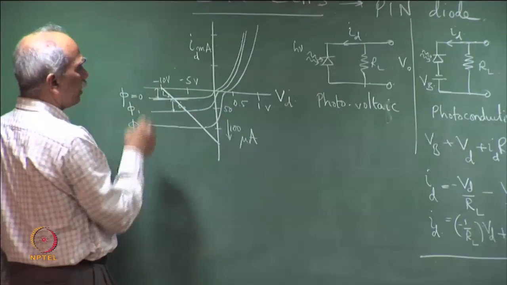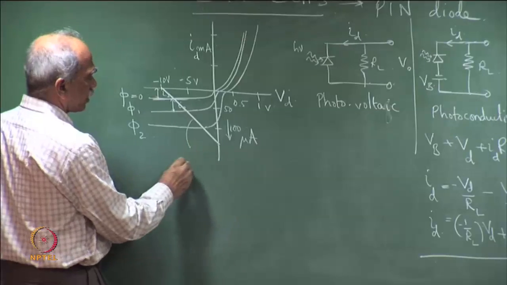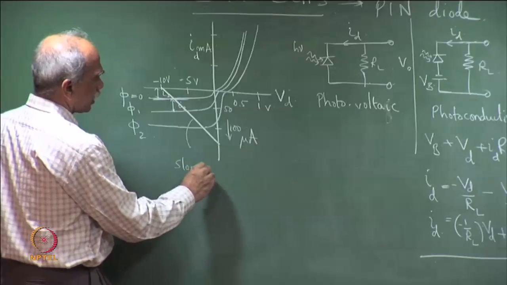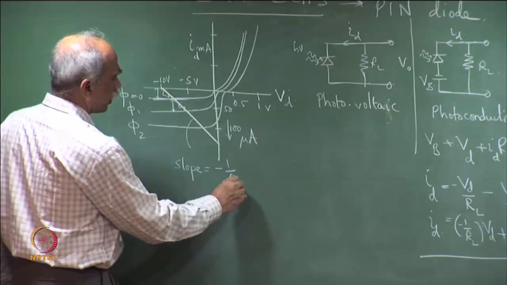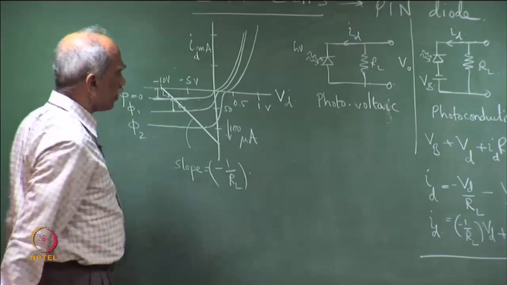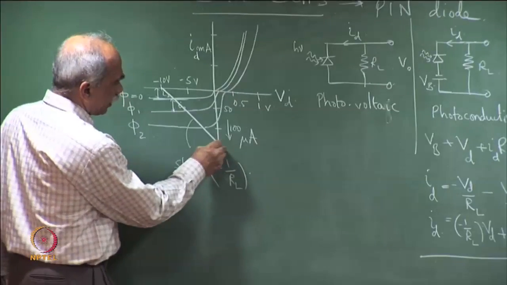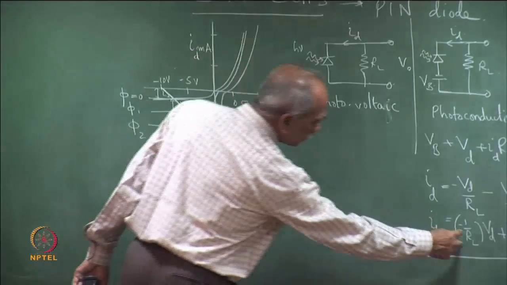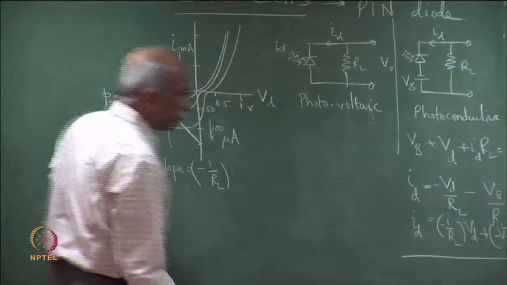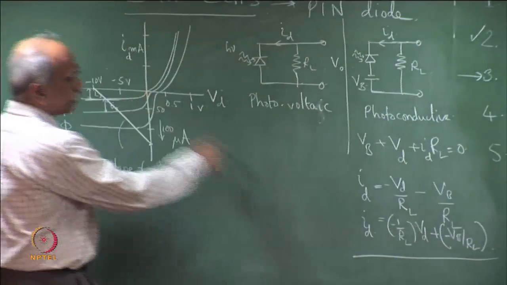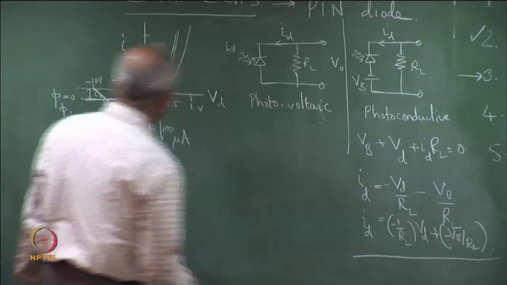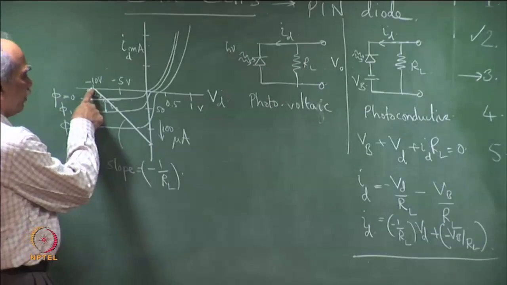So, this is the load line. The slope is negative, equal to minus 1 over R, and this value here is nothing but VB by RL, because when VD is equal to 0, ID is equal to VB by RL here, and this is VB.